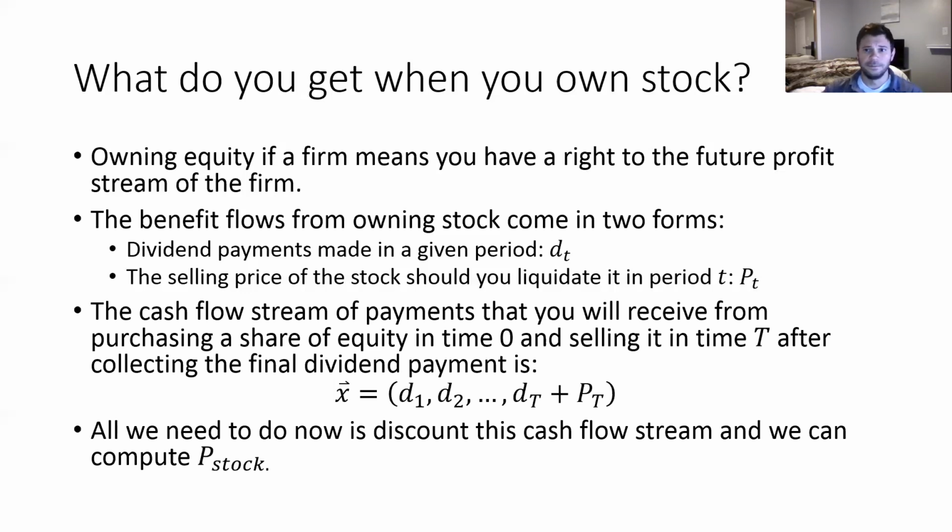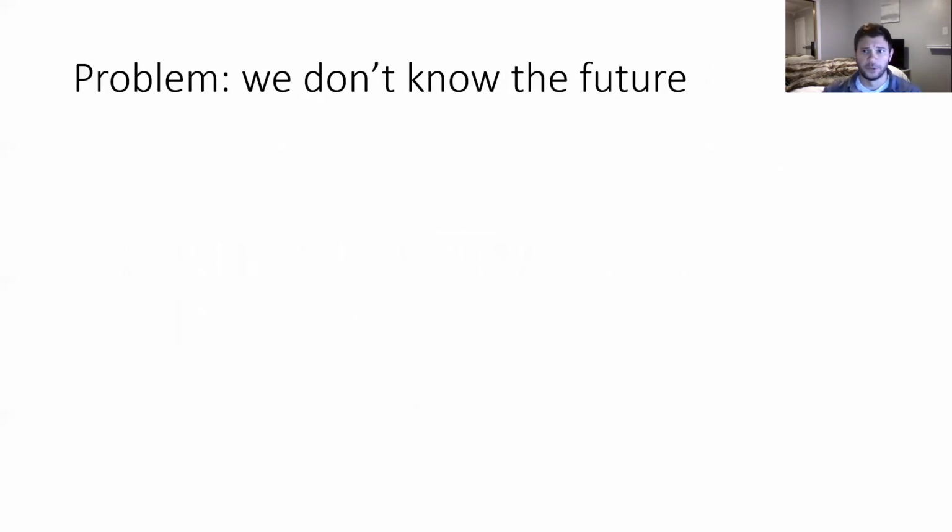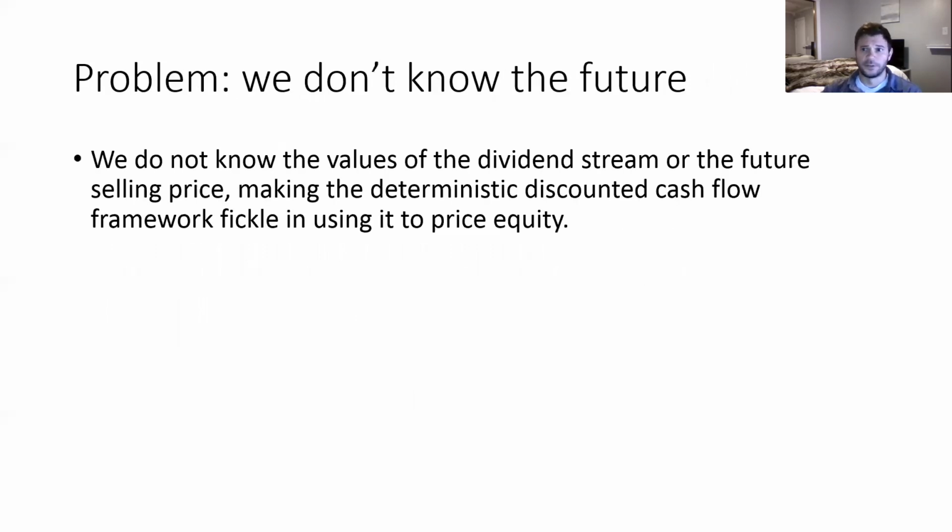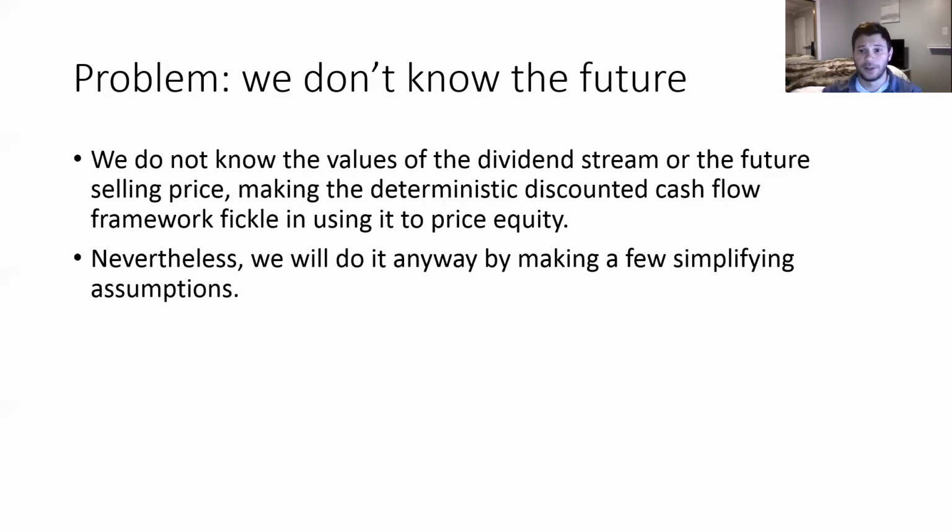Okay, but again, big logistic problem here is we don't know the future. We're not psychic. So we don't know two things. We don't know the future value of the dividend stream or the future value of the selling price of the stock, making the deterministic discounted cash flow framework fairly unrealistic to model a stock, but we're going to do it anyway by employing a fairly rigid but somewhat simplifying assumption.